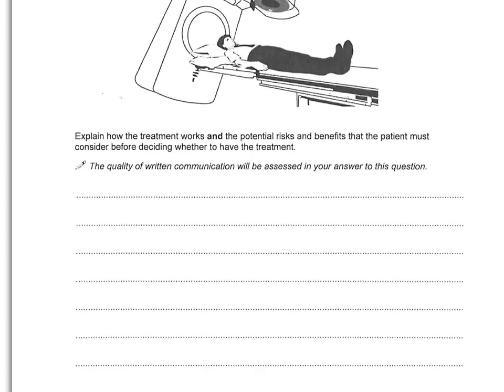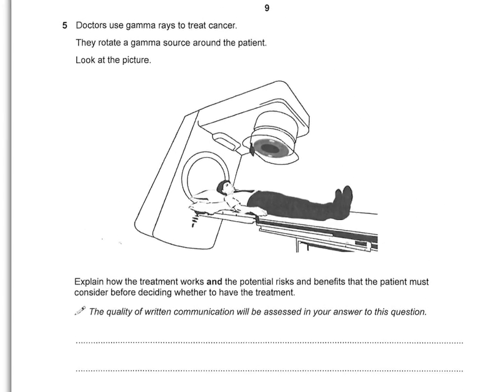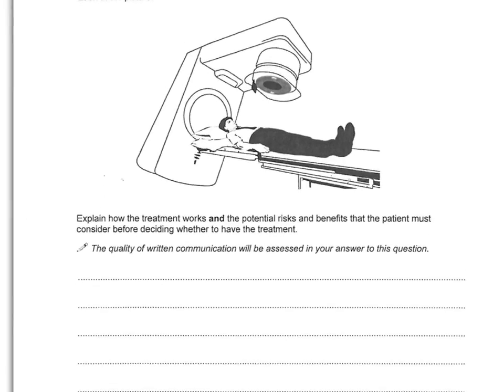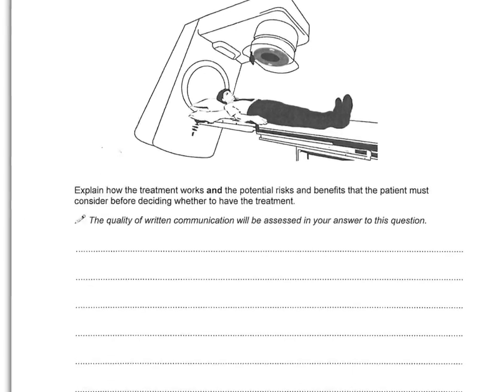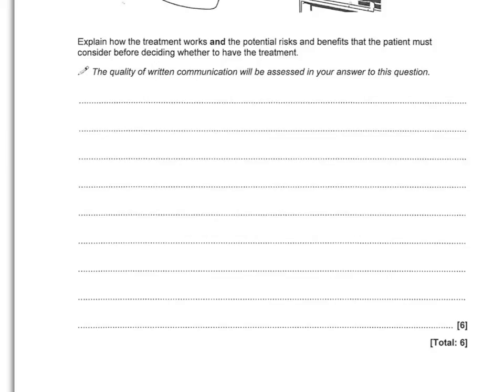The final question is a 6-mark question, so please can you mark this yourself and then ask your teacher if you're unsure and ask them to check your answer. And then once you've marked this, add up your total and add it to your poster and then have a go at the next paper.